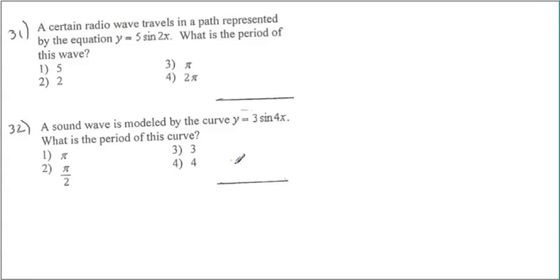All right. Let's look into this question. What is the period of this wave? Same thing once again. 2 pi over 2, which is the frequency, which ends up in pi. Period of this curve, so we end up getting 2 pi over 4, which is equal to pi over 2.